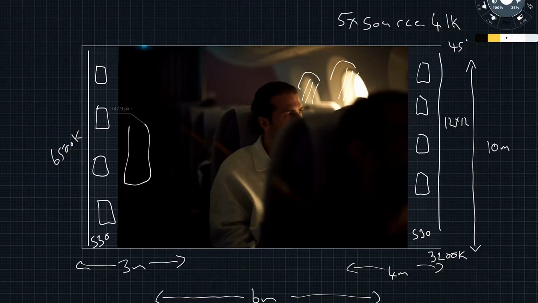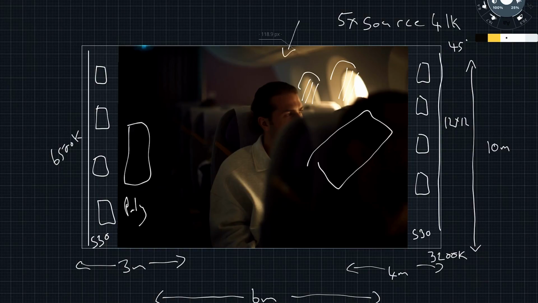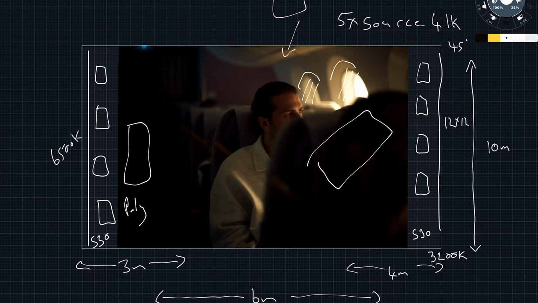We had a bounce board over here, or poly. We had another one over here as well, and that was just picking up the highlight wherever he would turn and wherever he would look. On the back over here, I had a flag, and that was just cutting out the splash from the light so it wouldn't hit onto the wall. We had another flag over here doing the same thing.